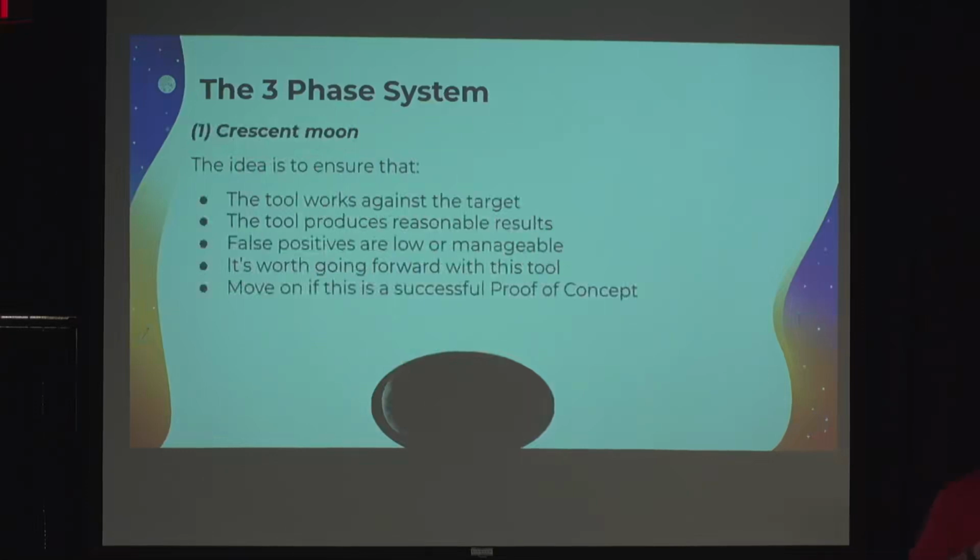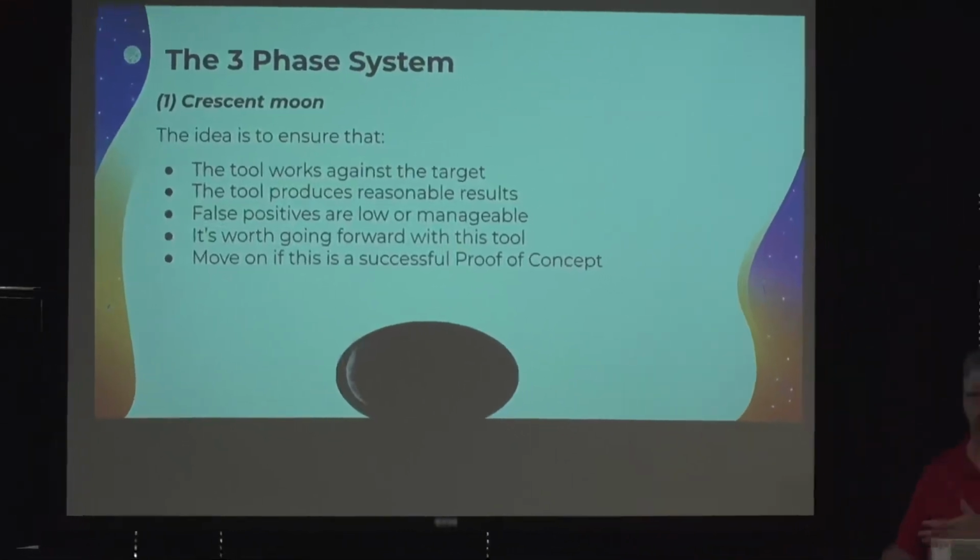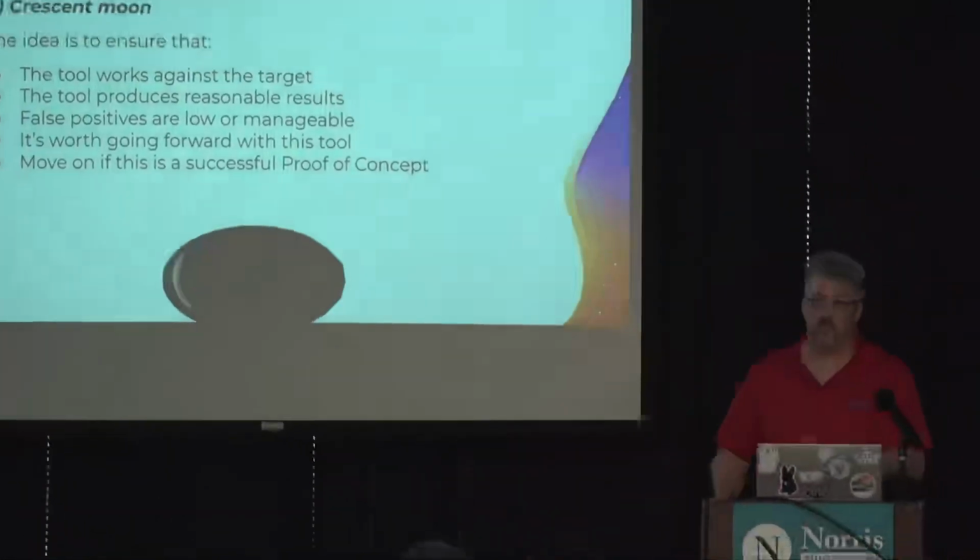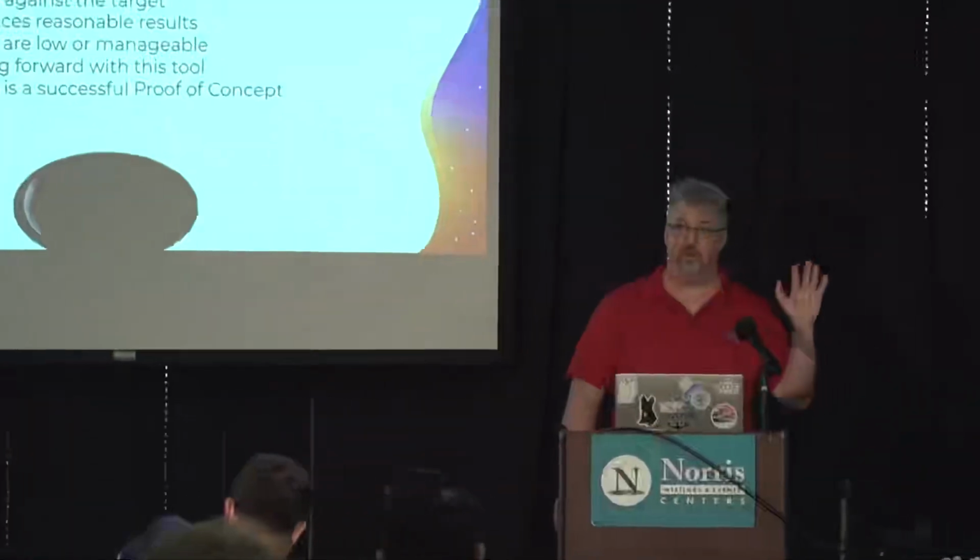So the first phase, the crescent phase, so to speak, to use our moon analogy, right? The idea here is you're really doing a POC. I want to make sure that the tool that I'm going to pick to automate will, one, work and just be functional, and two, produce reasonable results, right? There's no reason to automate things that are going to give you 90% false positives. Leave that thing on the floor and move on and find a better tool.